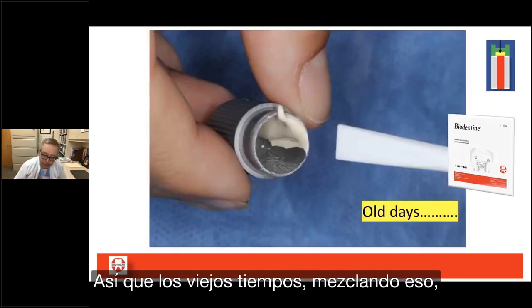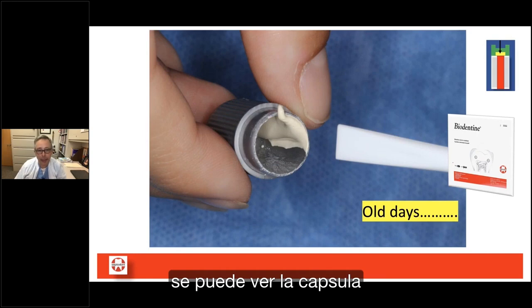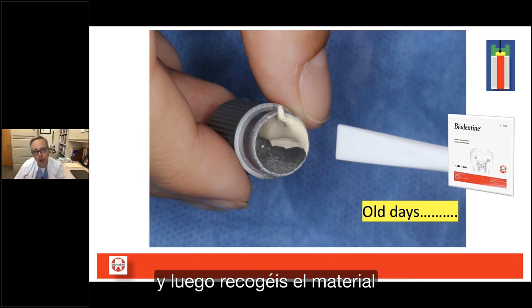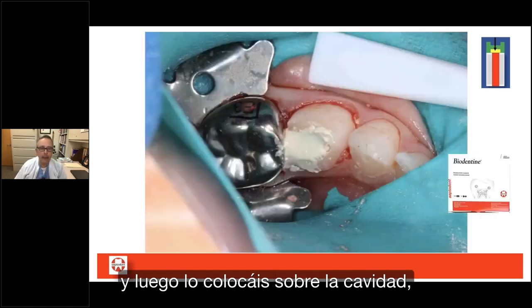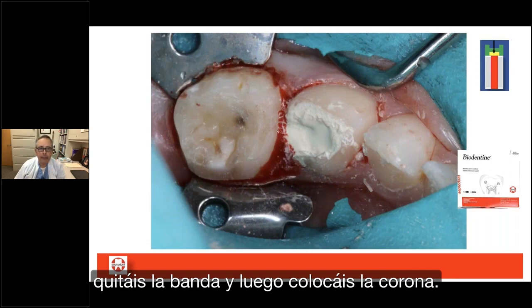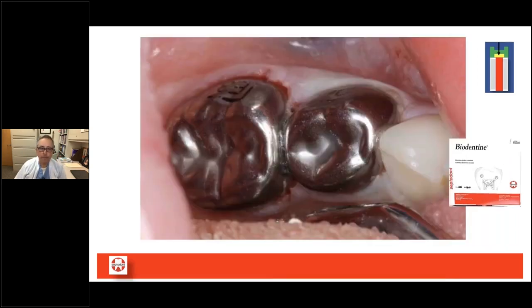So in the old days, mixing that, you can see the capsule, after you remove the capsule from the mixer, and then you collect the material, and then you place that over the cavity. You remove the band, and then you place your crown.